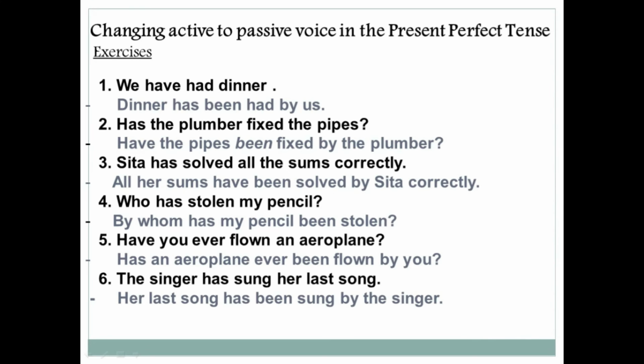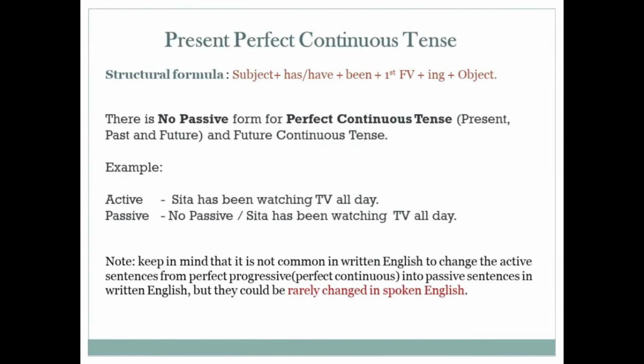Now let us move on to the present perfect continuous tense. What changes occur? In the present perfect continuous tense, there is no passive form. Remember, in the perfect continuous tense, not just the present, but the past and future also, have no passive form. The structural formula for the present perfect continuous tense is given here in red: subject plus has or have plus been plus first form of the verb plus the object.